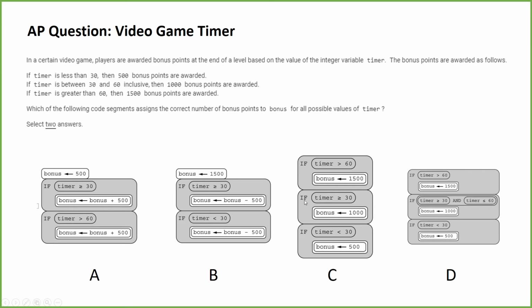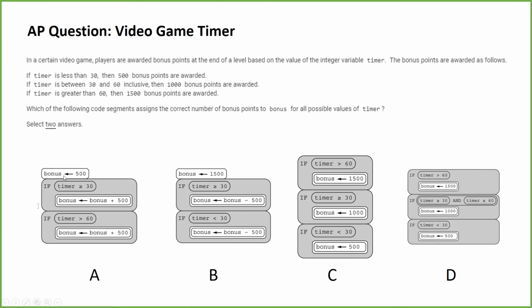But the next one would still run. It's not if and else. This is if. So this one would run next, and it would say, yep, 80 is greater than or equal to 30. So then it would set the bonus to 1000. And then it would check this one, and that wouldn't be true, but our bonus would be 1000 for a timer of 80. That doesn't match our conditions.